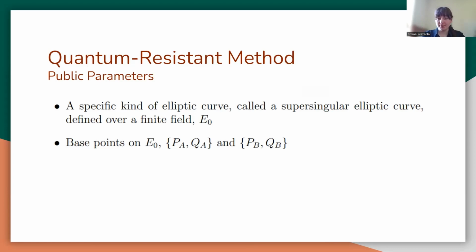So we start with our public parameters. It's an elliptic curve. It's a supersingular elliptic curve, which is just a special kind of elliptic curve, but they call it E0 or E sub 0. And then base points that are on E sub 0. So they're just points on the curve. We have PA, QA, and then PB, QB.